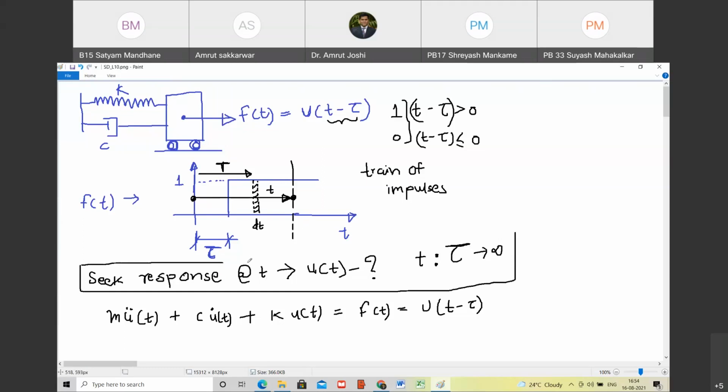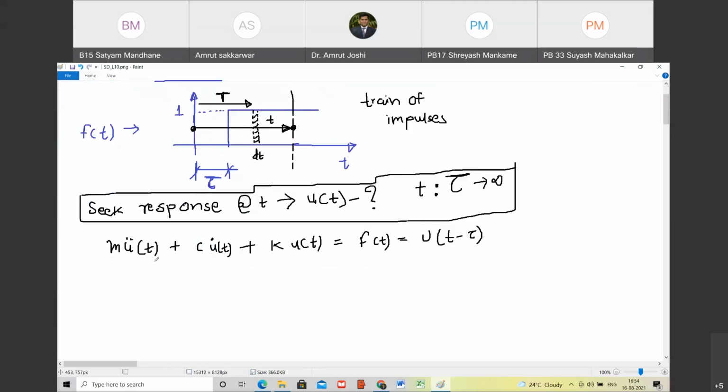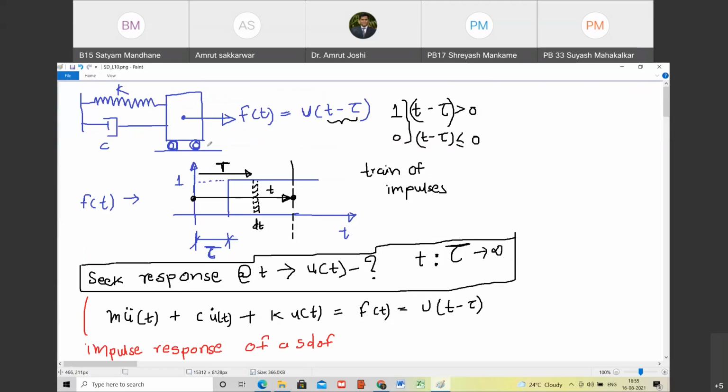We have already solved this using one of the methods, by solving the differential equation, but now we are going to do this task by knowing the impulse response of a SDOF system, single degree of freedom system. So we already know the response of this SDOF system to an impulse at time t. Are you with me? So for that, let me share the screen of previous lectures with you.